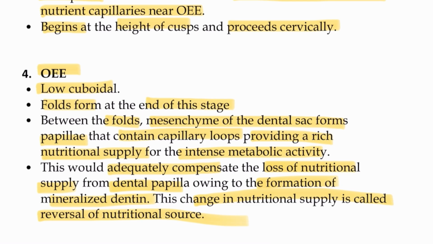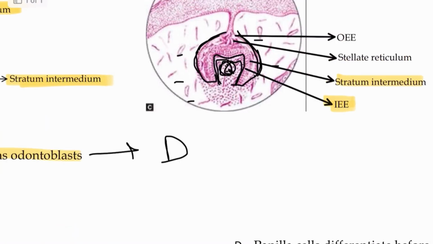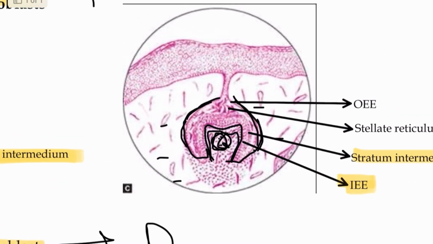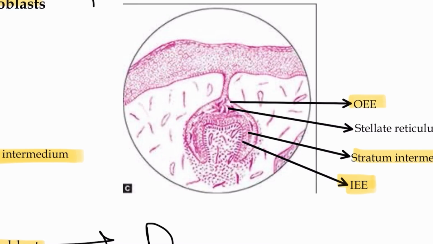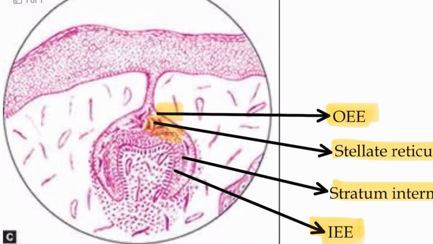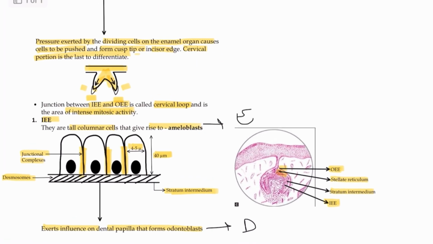So outer enamel epithelium, stellate reticulum, outer बाहर का ये stellate reticulum, stratum intermedium in between, and inner enamel epithelium. Let's understand this in detail again. Early bell stage था, determines the crown shape.